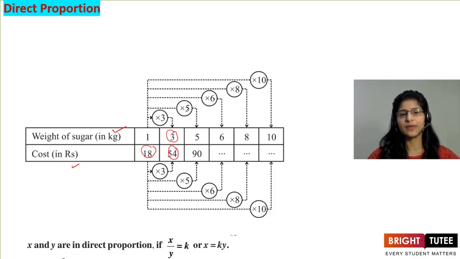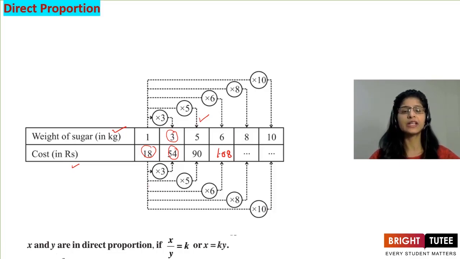Now if we have to calculate the price of 5 kilograms of sugar, we multiply 1 by 5 and we multiply 18 also by 5, so this is 90. And the next one is 6. The weight of sugar is 6, so 1 is multiplied by 6, and the cost of 1 kilogram of sugar is 18. 18 multiplied by 6 will give us 108.